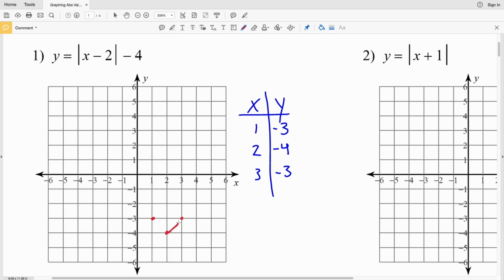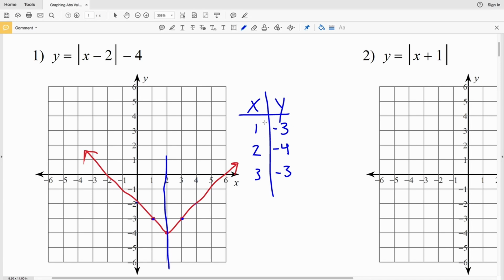Starting at the turning point, drawing a positive slope, and then we'll draw the negative slope. And that's the answer to number 1. Also note that this absolute value function is symmetrical. So if we were to draw a line straight down through that vertex, our points or our lines are mirrored.